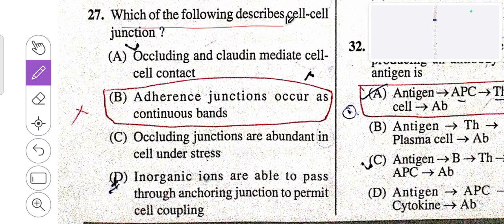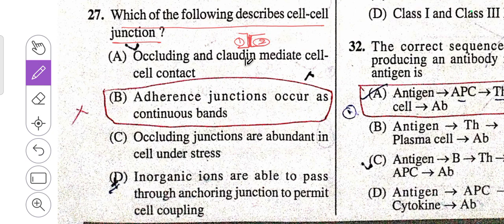Which of the following describes cell-cell junction? Consider this as cell 1, consider this as cell 2. There is a connection between the two cells, and the cells will be interconnected by the junctions. Junction is the place where adherence junction occurs as continuous bands. So B is the right answer.